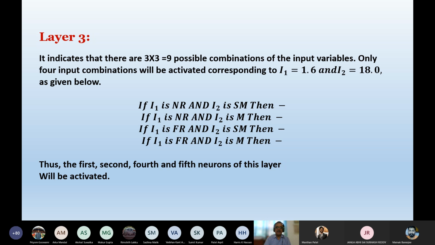If I1 is near and I2 is small, then the output is something which is there in the table of the rule base. Next is if I1 is near and I2 is medium, then output is something. The third fired rule, if I1 is far and I2 is small, then the output is something which is already there in the table. The fourth rule, if I1 is far and I2 is medium, then the output is something which is there in the rule base table.